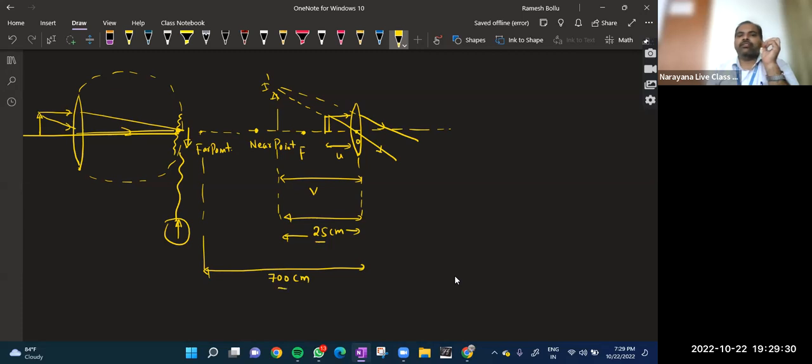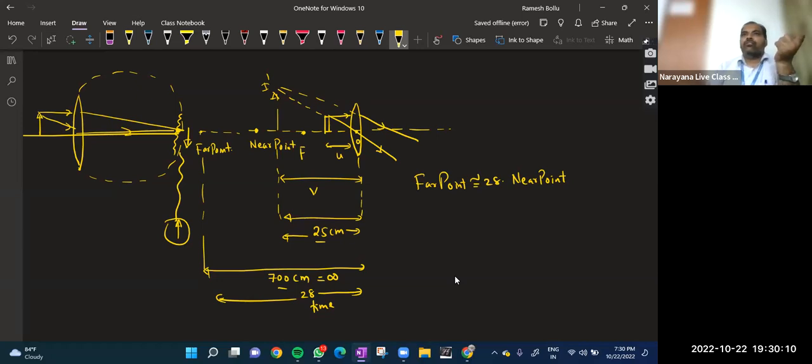What is the difference between 25 and 700? How many times? Almost 28 times. The far point is approximately 28 times the nearest point. Understood or not understood? That's how you can assume a very large quantity. In all numerical solving and explanations, the far point will be taken as what here? Infinity. I'm telling you, even this infinity has some exact value. If you are standing more than 7 meters away, I cannot see you properly.